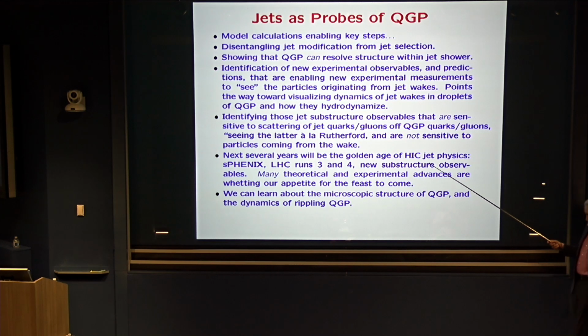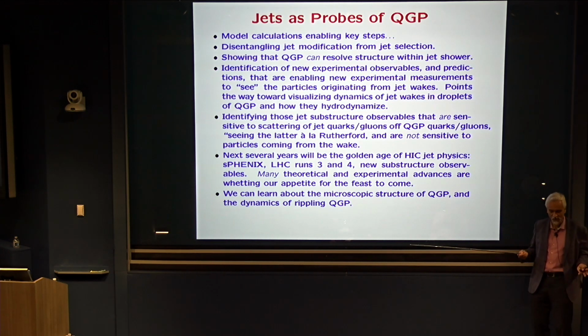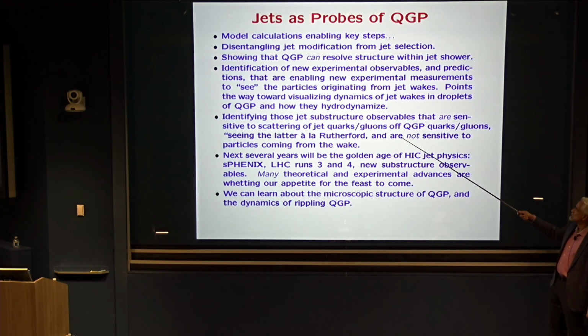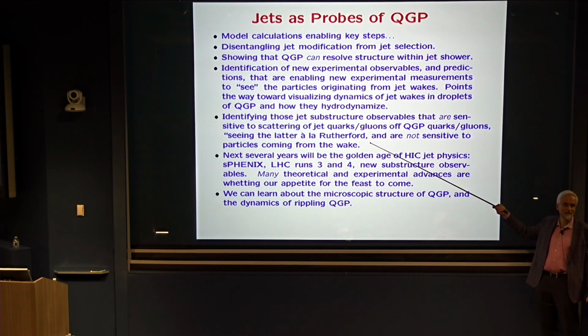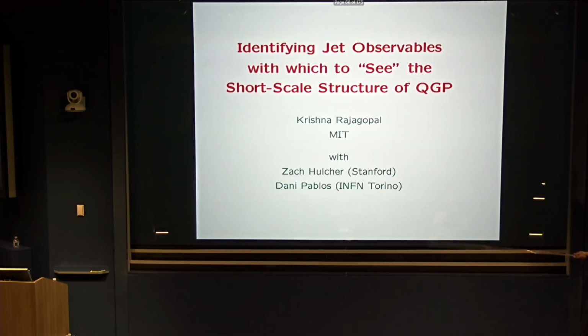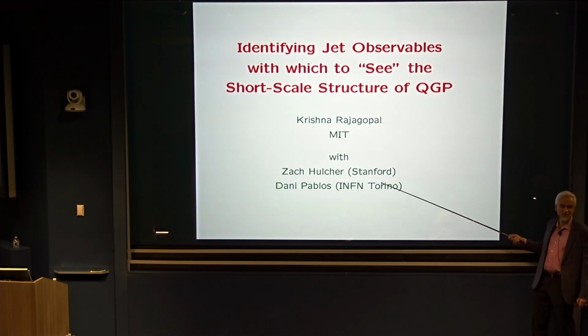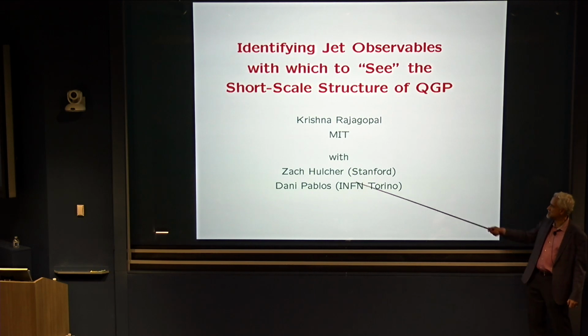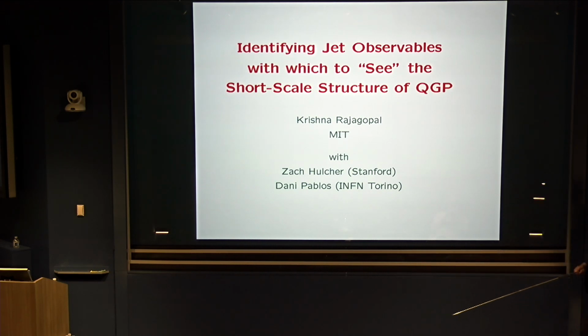OK, now flip your goal around. I want to find observables for which the wake is invisible. I want to see through the wakes. I want to look just at the jet particles. Can I see a jet particle scattering by 45 degrees? So this is work by theorists Zach Hulcher, a student at Stanford, and Danny Pablos, who was a postdoc in Italy. He's actually now faculty in Spain.